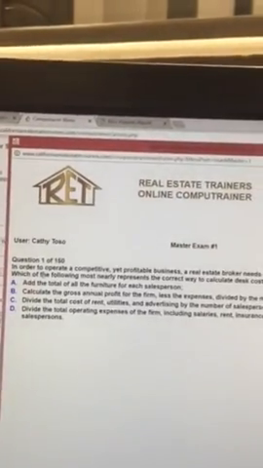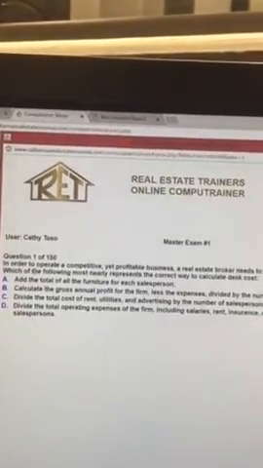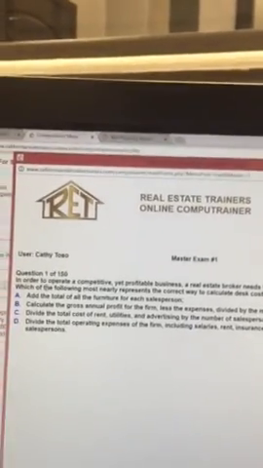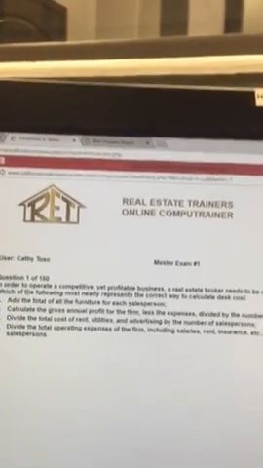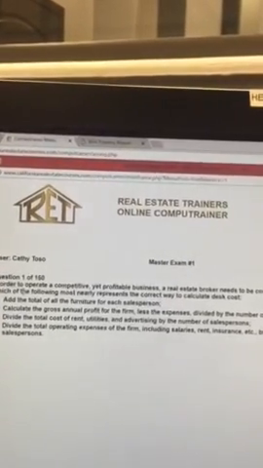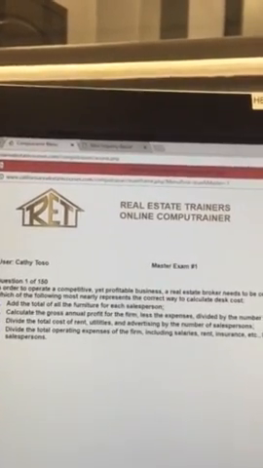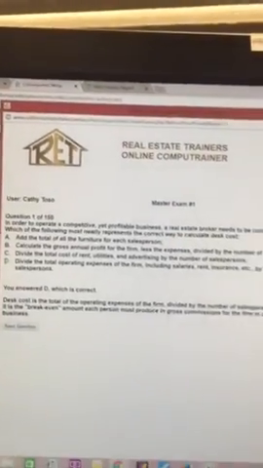Add the total of the furniture for each salesperson. We know that's silly. That's not right. Calculate the gross annual profit for the firm less the expenses divided by the number of salespeople. That sounds pretty good. Divide the total cost of rent, utilities, and advertising by the number of salespeople. Divide the total operating expenses of the firm, including salaries, rent, insurance, by the number of salespeople. It's D, because desk cost is about cost, not income. Okay, and then it says it's correct and it tells you why.